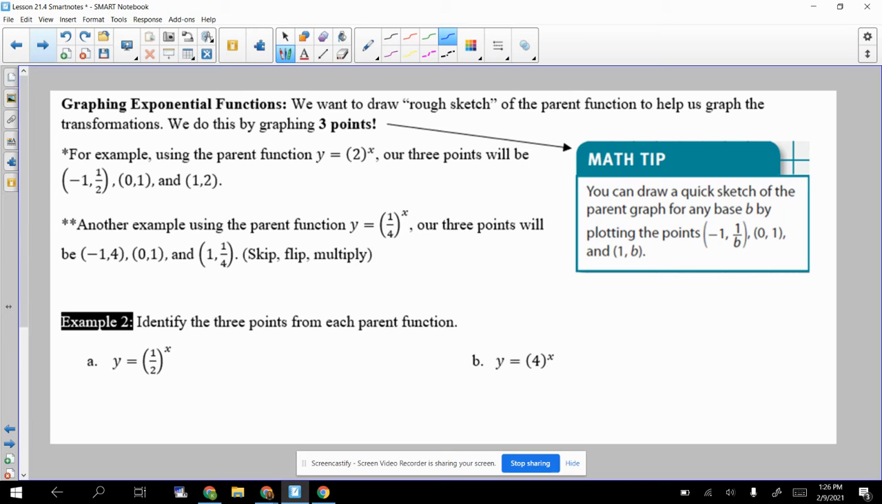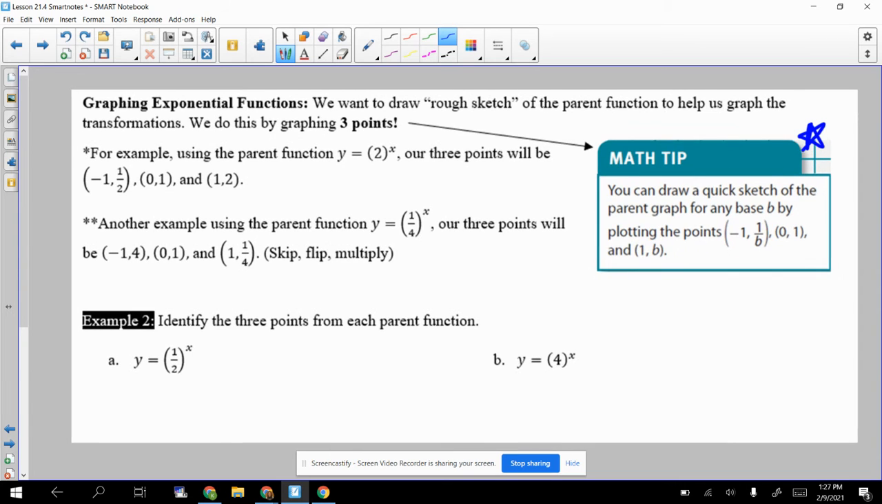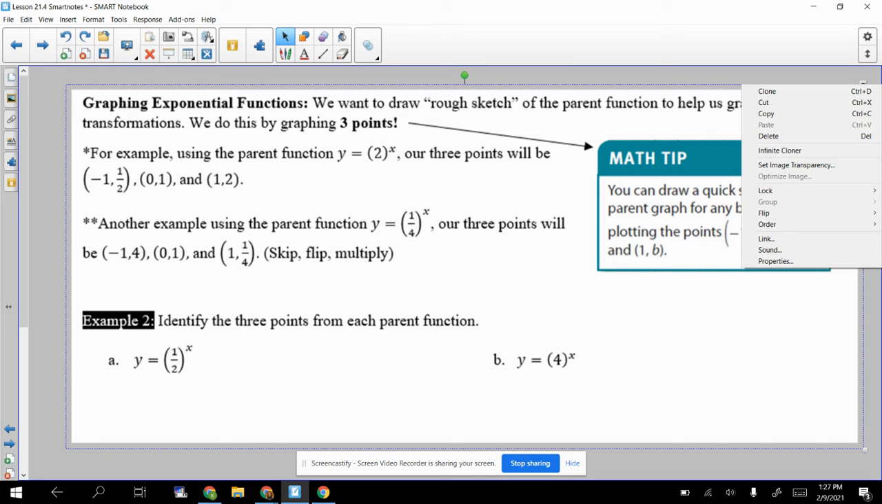So your points, and this math tip is in your Springboard book. This is very important. It says you can draw a quick sketch of the parent graph for any base b by plotting the points -1, 1 over b, 0, 1, and 1, comma b. So as long as you know what the base of your function is, you can come up with 3 points very quickly.